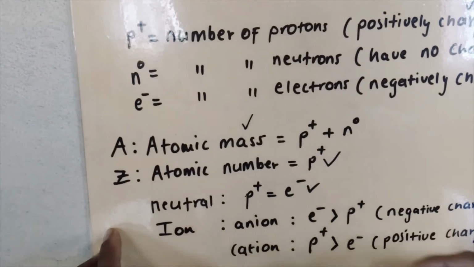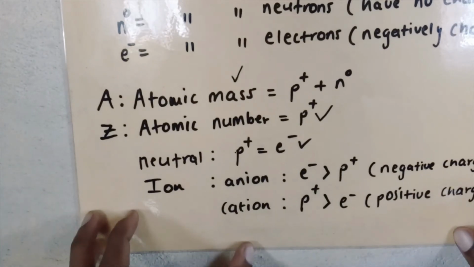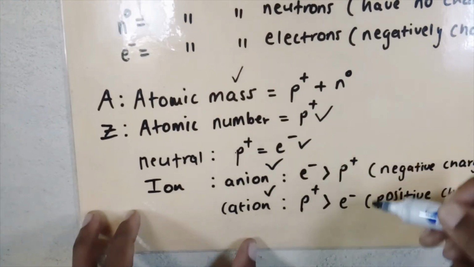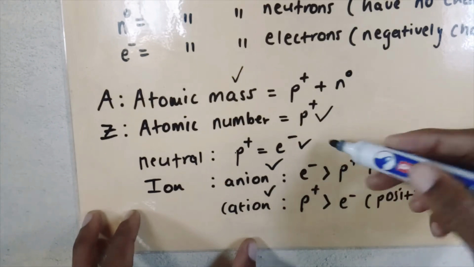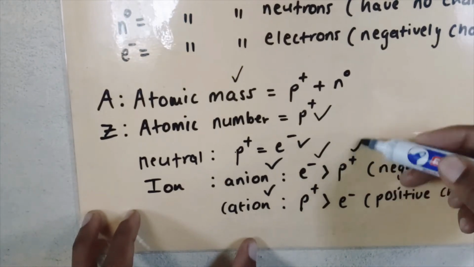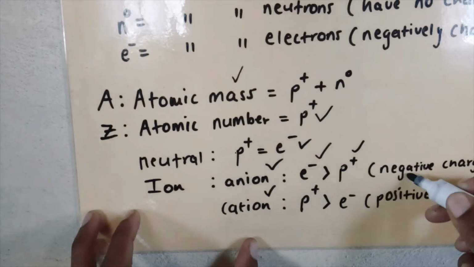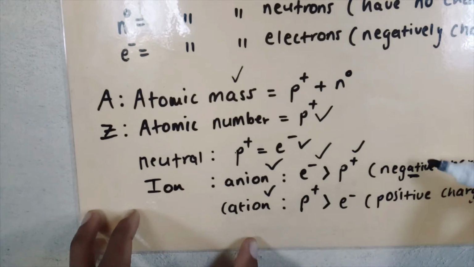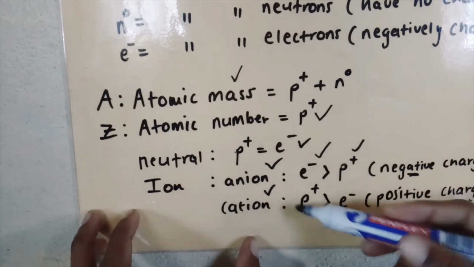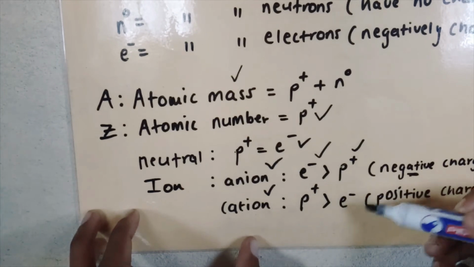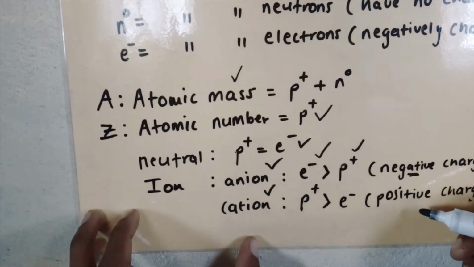If it is an ion, it can either be an anion or a cation. If it is an anion, the number of electrons would be greater than the number of protons, so it will have a negative charge. This element would have gained electrons. If it's a cation, the number of protons would be greater than the number of electrons, meaning it would have lost electrons.